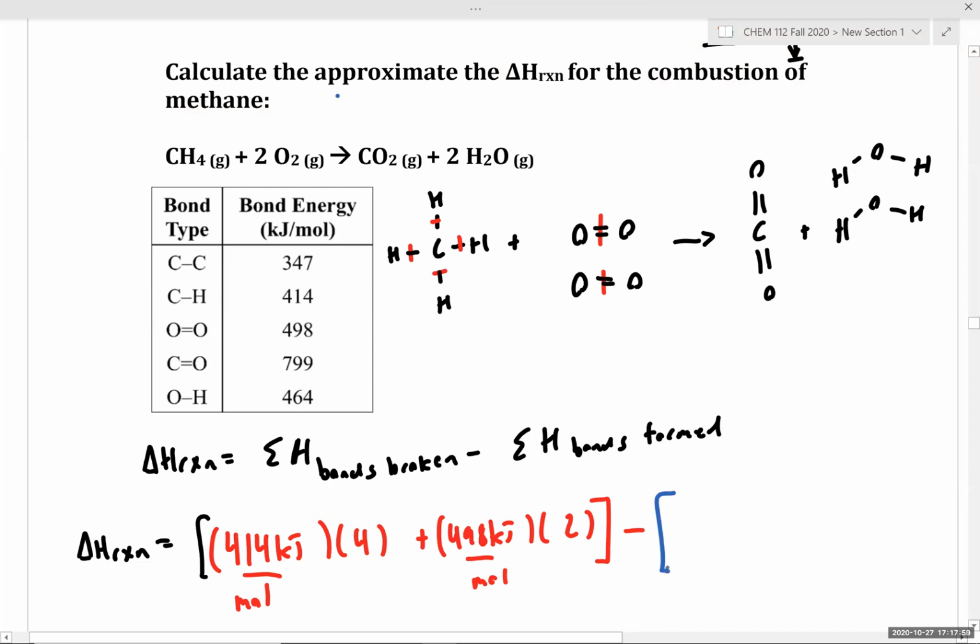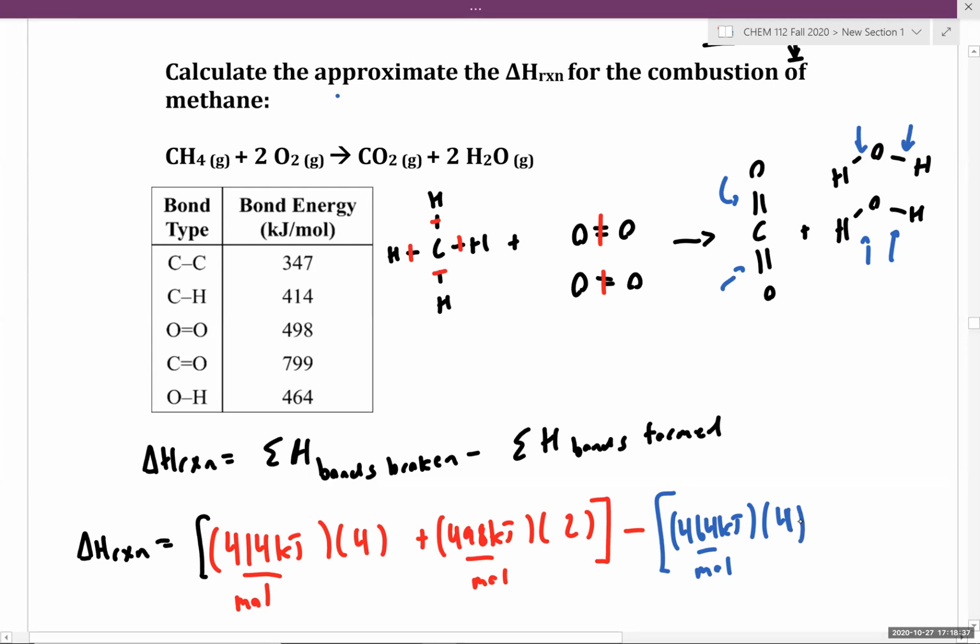Now let's look at the bonds that we are forming. What bonds are we forming? Oxygen-hydrogen, sure, that has an enthalpy of 464 kilojoules per mole. And how many of those oxygen-hydrogen bonds are we forming? 2 per water molecule. And because we have 2 water molecules, 2 times 2 gives us a total of 4 oxygen-hydrogen bonds. Perfect, perfect.